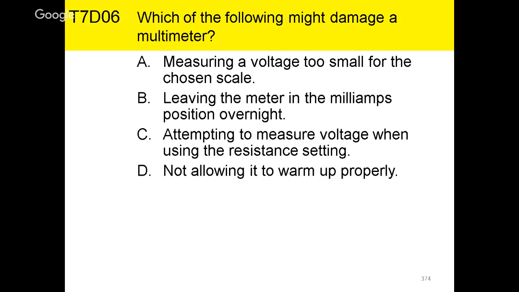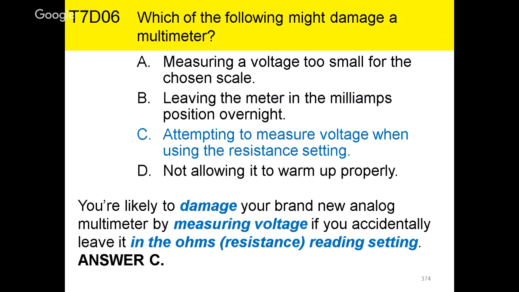Okay, which of the following might damage a multimeter? Well, we were just kind of talking about this. Again, this is one of those questions that's worded a little bit differently. And C is the correct answer. You are going to damage that brand new analog or even the digital meter by measuring voltage if you accidentally leave it in the ohms reading setting. Of course, if you're checking voltage, that's one thing. Just make sure you have the right settings on your meter before doing anything.